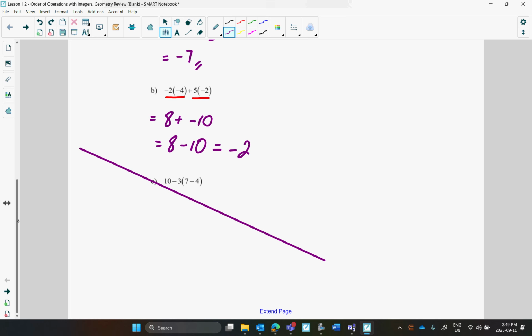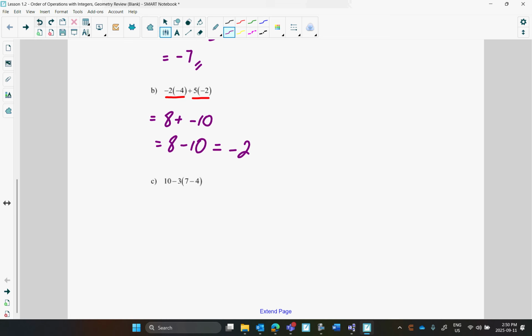You guys take a shot at C. Now there's something happening in parentheses. And we've got a number right up against parentheses. And we've got some subtraction going on. So we've got a few things to deal with here.